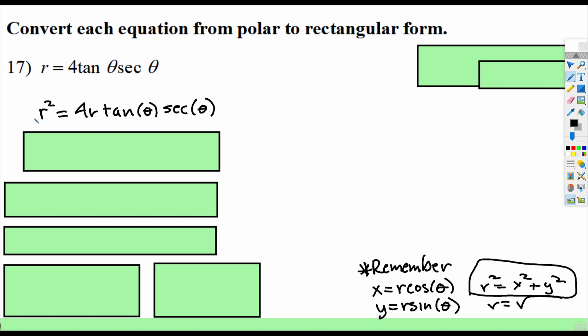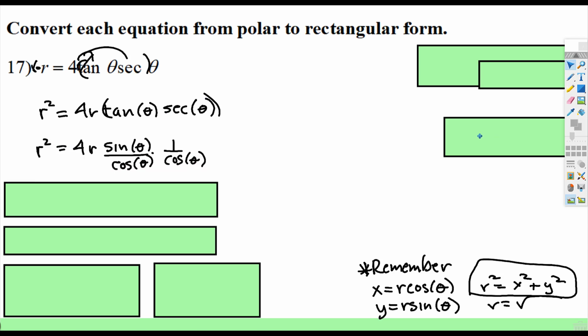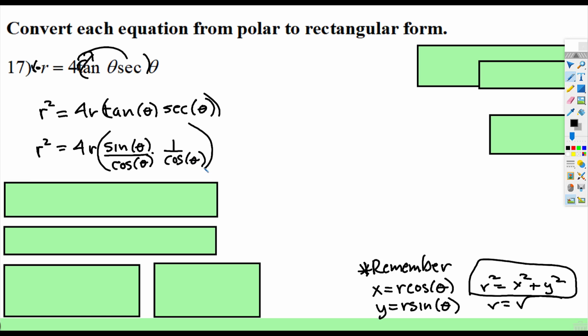So that's what I did. I just multiplied both sides by r. And when I did that, the r gets distributed. So this becomes r tangent, r secant. Okay, so let's see what we have. All right, so now I have r squared is equal to 4r sine over cosine, 1 over cosine. I just broke tangent into sine over cosine. Secant is 1 over cosine.